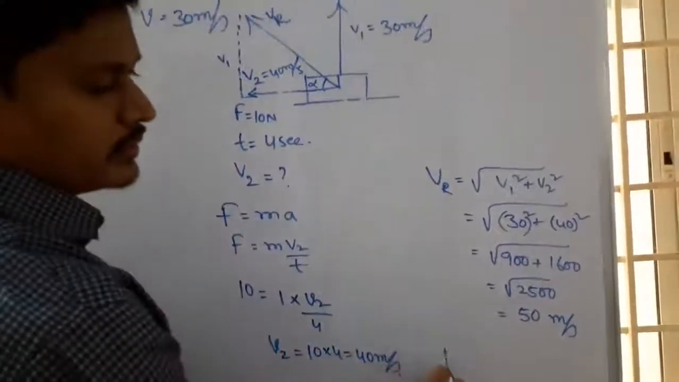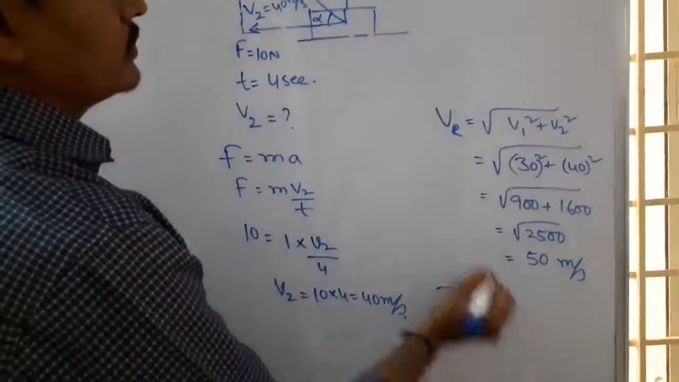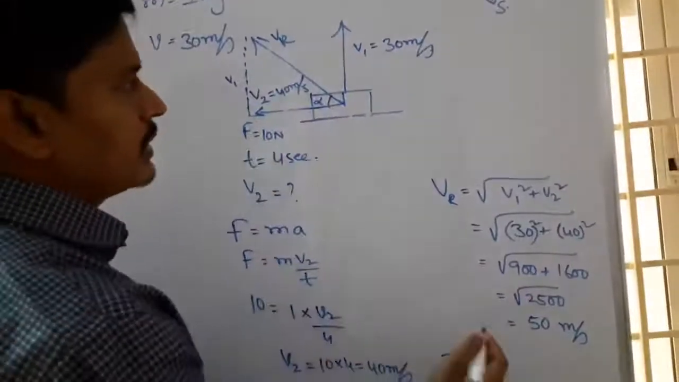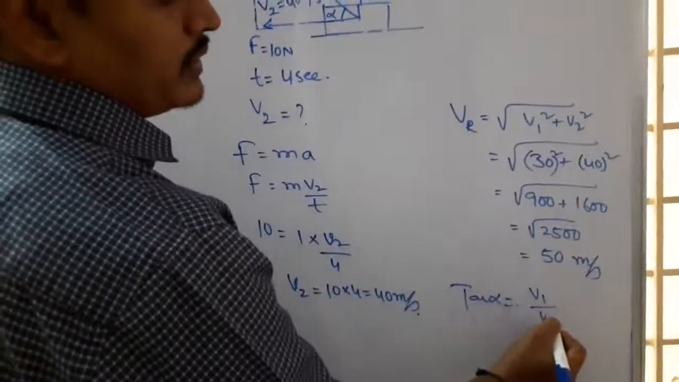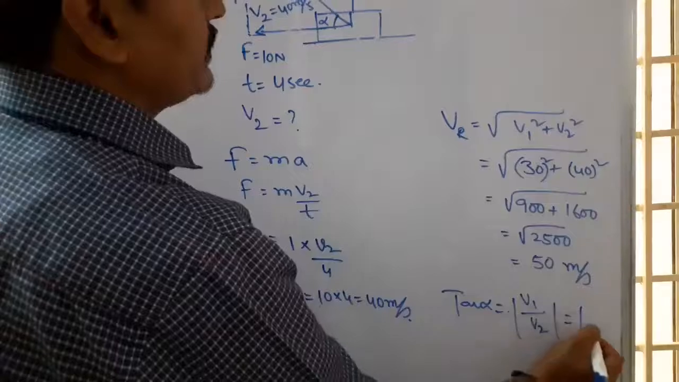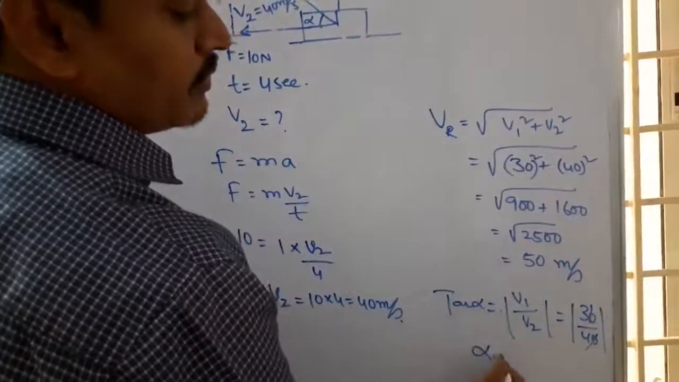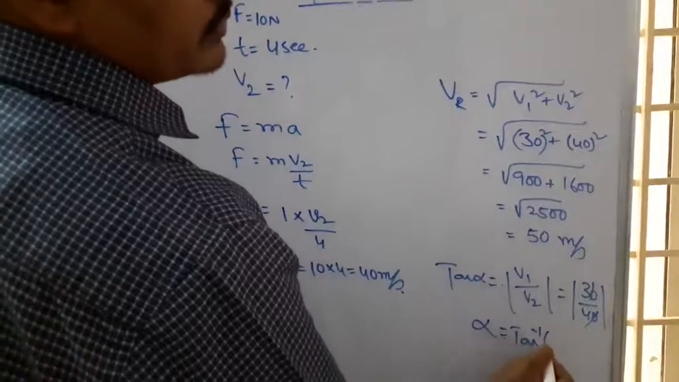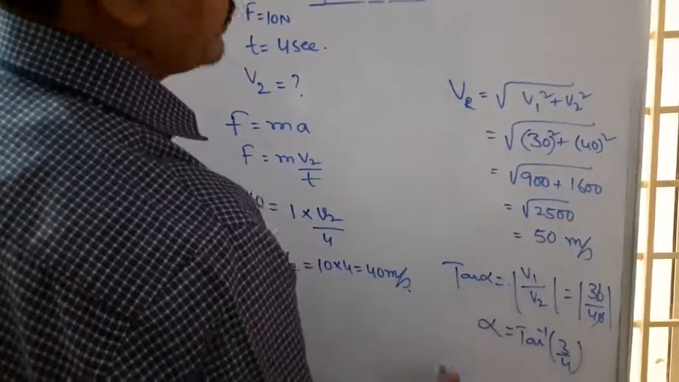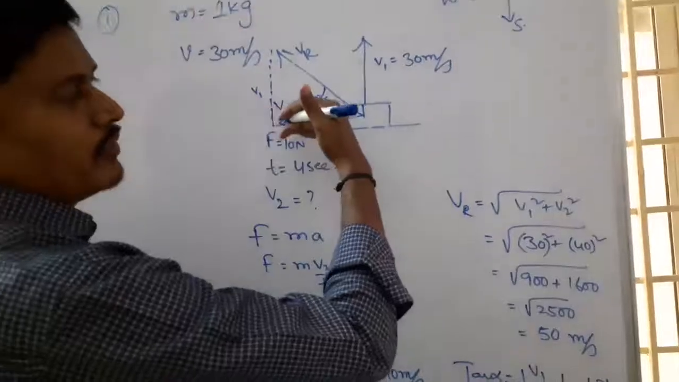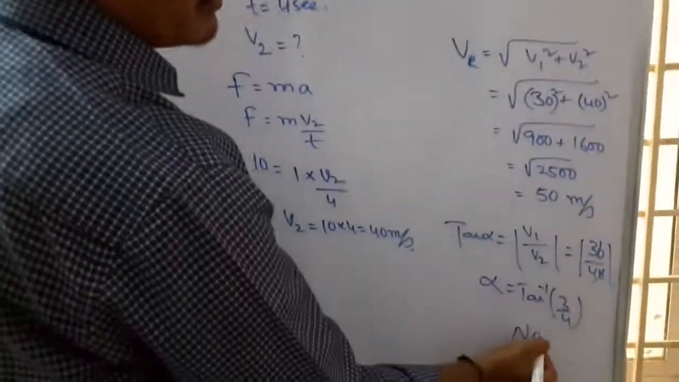Next, the direction: tan alpha is equal to opposite side by adjacent side. So v1 divided by v2, that is 30 divided by 40, so alpha is equal to tan inverse of 3 by 4. The direction is west to north, north of west.